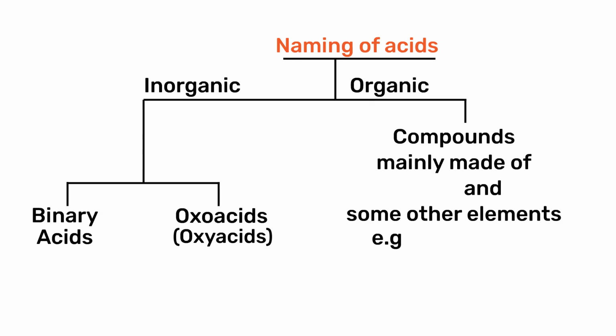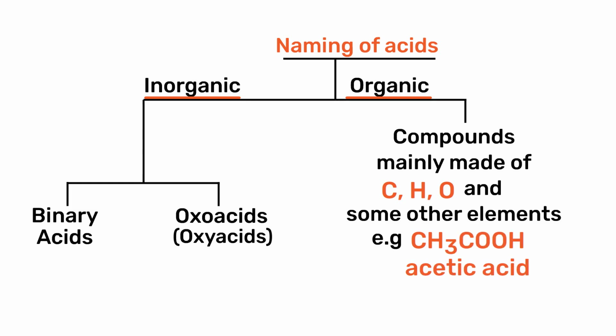Let us first understand naming of acids. Acids can be broadly classified into organic and inorganic acids. Organic acids are compounds mainly made up of carbon, hydrogen, and oxygen, and some other elements. For example, CH3COOH is commonly called acetic acid. We'll discuss naming of organic acids in the next module.